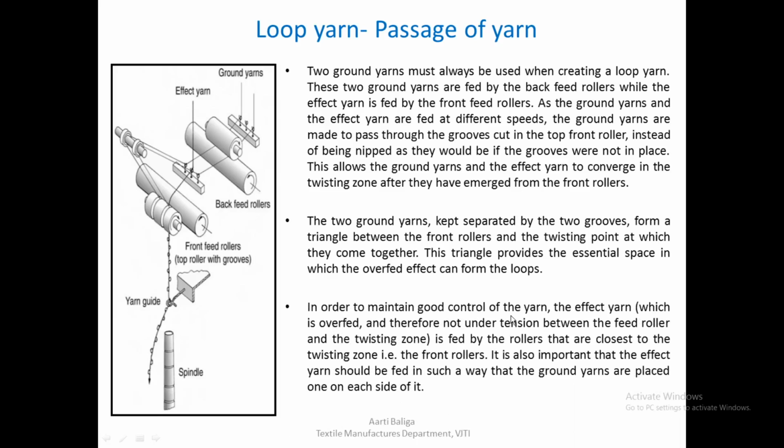So in order to maintain good control of the yarn, the effect yarn, which is overfed and therefore not under tension between the feed roller and the twisting zone, as we have already mentioned, is controlled by the front roller. It is because we do not want to exert a lot of tension on the effect yarn, and therefore it is fed by the rollers that are closest to the twisting zone, which are the front rollers. It is also important that the effect yarn should be fed in such a way that the ground yarns are placed one on each side of it. So as you can see in the passage, the effect yarn is in the center and the ground yarns are fed on either side of it.